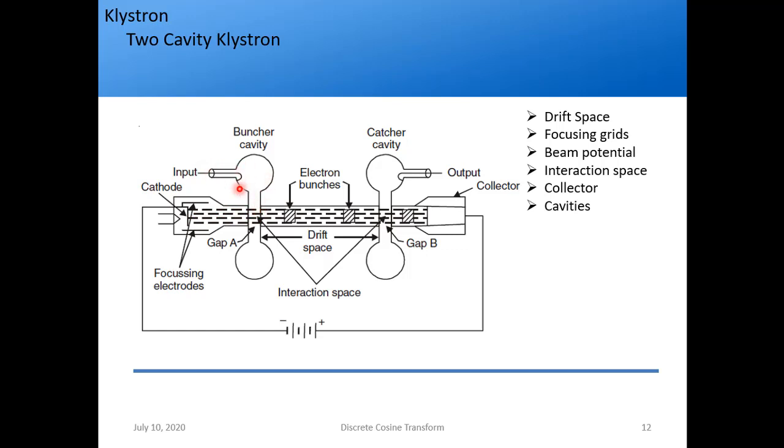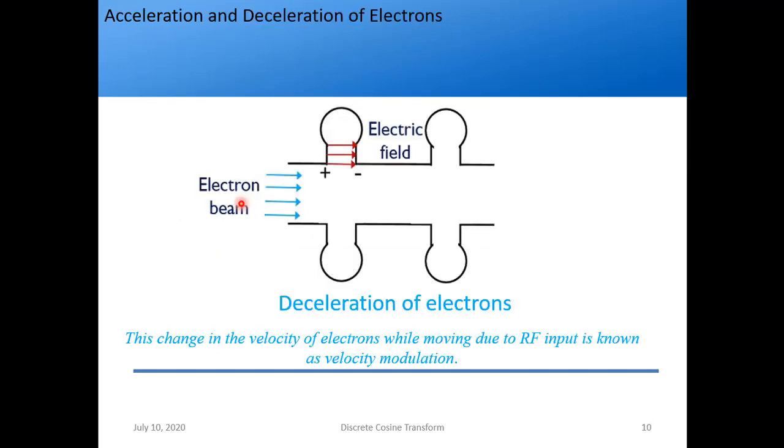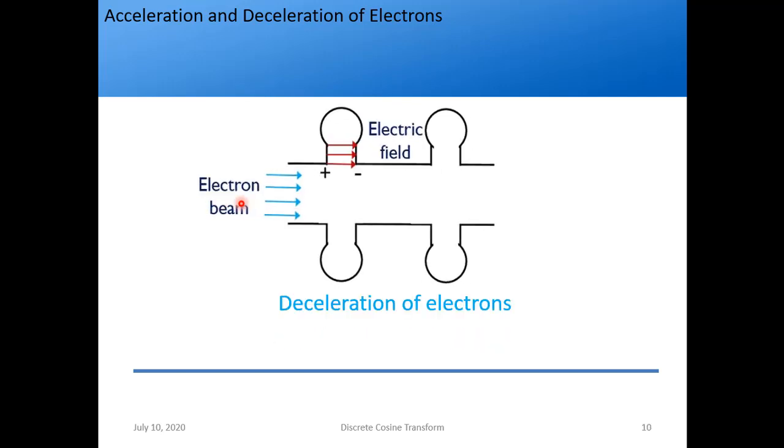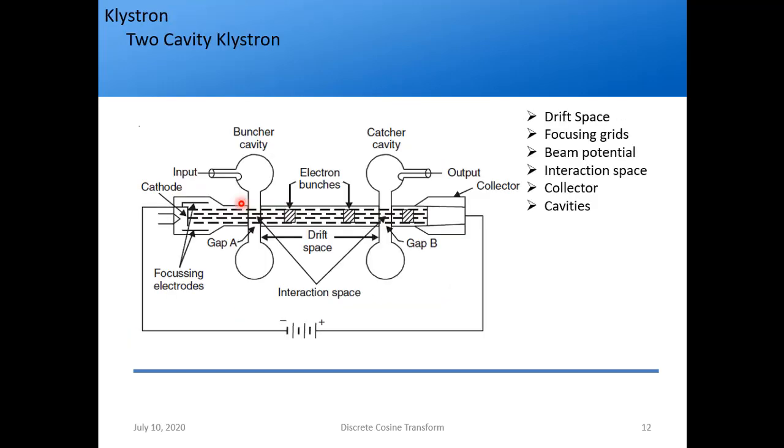An input RF signal is given. It is an AC signal, so it will generate an electric field here. That electric field will oscillate in these two directions as shown here. So there will be continuous acceleration and deceleration of electrons, which is called velocity modulation. Because of this, a point will come where the bunches will be formed.